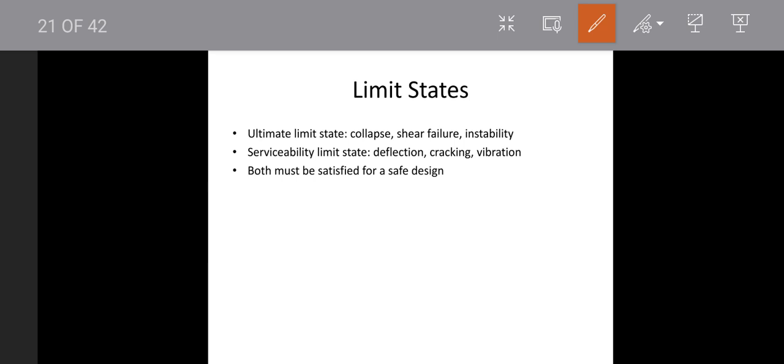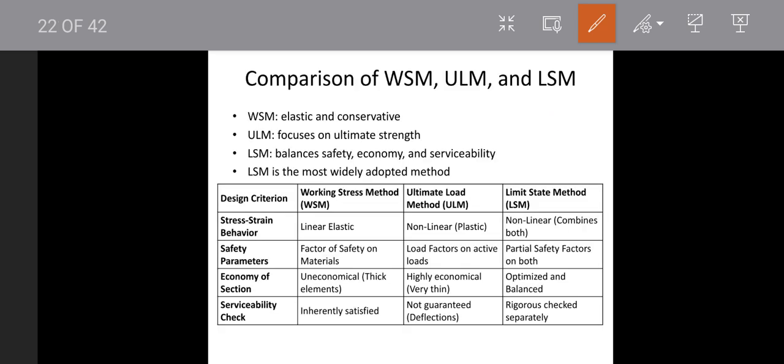In limit state, we have two types: the limit state of collapse and the limit state of serviceability. The limit state of collapse considers shear failure, flexure failure and the stability of the structure, and the limit state of serviceability considers deflection, cracking and vibration. While designing a structure or an element, we need to satisfy both the limit state of serviceability and the limit state of collapse. Now the comparison between the working stress method, the ultimate load method and the limit state method.